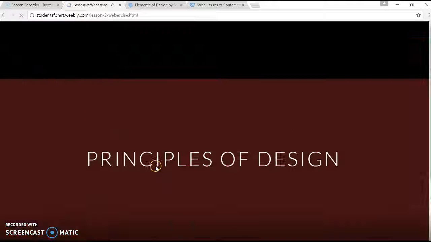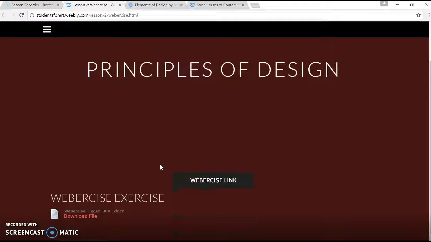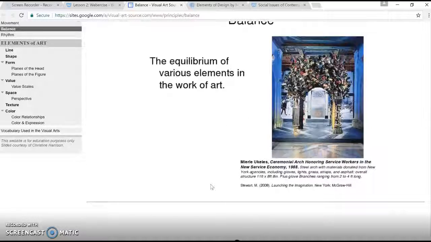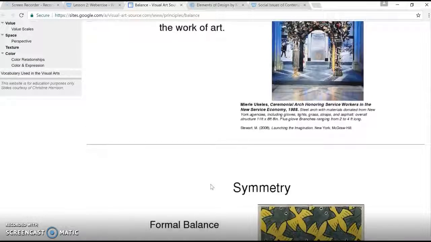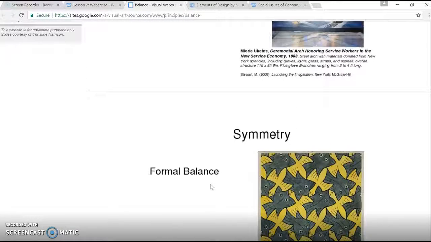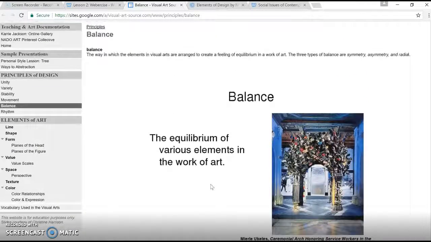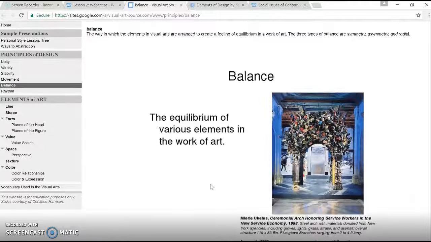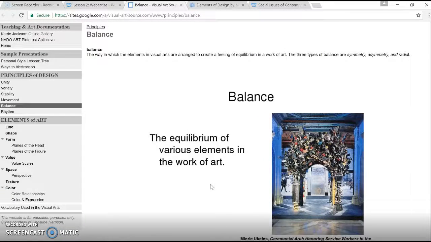And then lesson 2 is the Weber size. And then here, students are going to go onto this site, and then this is for the principles of design, which are the principles and elements coincide with each other, so I thought it would be a good idea to incorporate these two design features into the same unit.